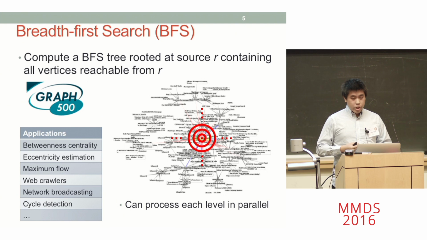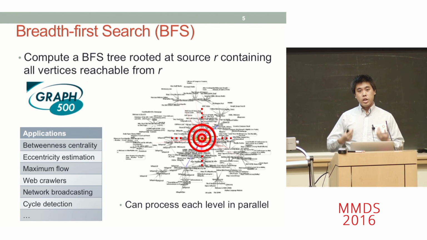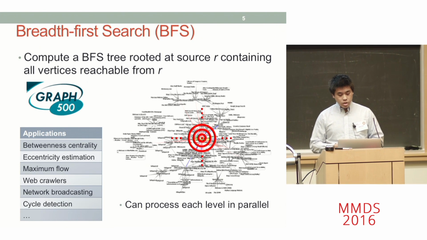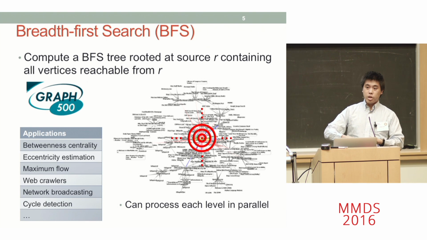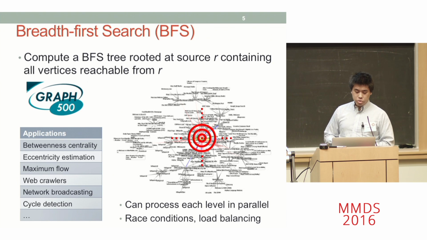So each iteration of this process that I just described can be processed in parallel, so you can parallelize over the vertices in the active set as well as their outgoing edges. However, you still have to wait for each iteration to finish before you proceed with the next iteration. Otherwise, the BFS tree you generate might not be a correct BFS tree.